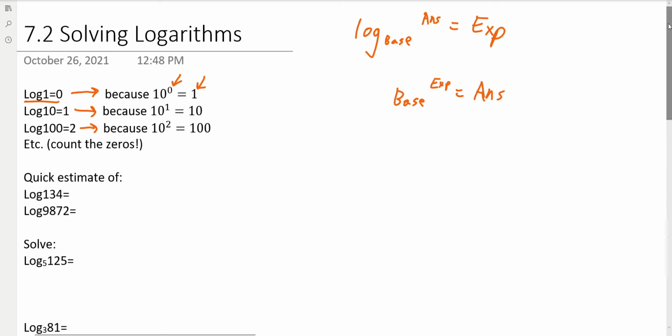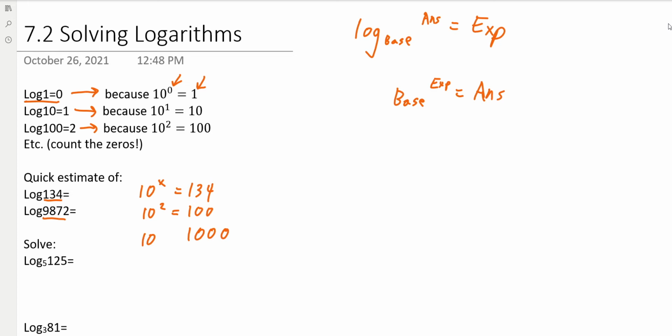Let's take a look at logs of some of these weird numbers and make just a quick estimate of what those equal. Well, if we have base 10, we have an exponent, and it equals 134, we can't actually solve for this directly, but we can say that it's close to 100 and much further from 1,000, right? So if x was 2, it'd be 100. If x was 3, it'd be 1,000. So it's much closer to the 2, and so I'm going to say 2.1. I have no idea if that's correct. We can check it after, but somewhere in there, right? Closer to the 2 than the 3.